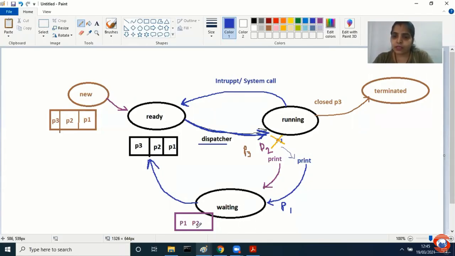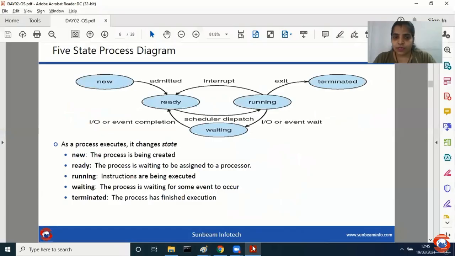Ready to running process one by one जाएगा? Yes. The reason is running state में एक ही process at a time execute हो सकता है. Is it okay? So when you close that app, the process has finished execution, then it is terminated. Have you understood the 5-state process diagram?